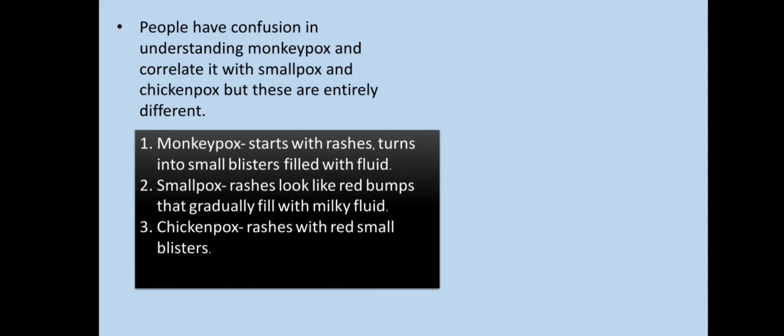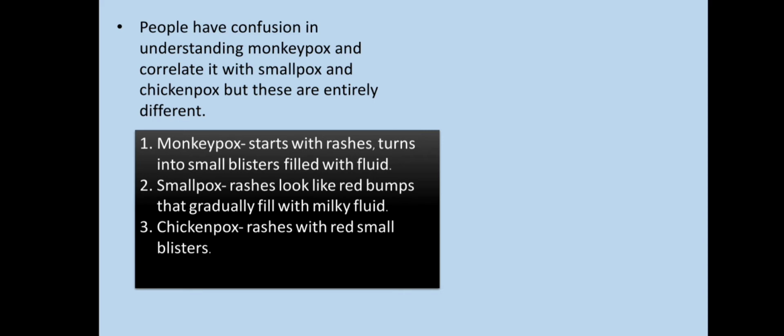In monkeypox, we see rashes that initially turn into small blisters and get filled with fluid. In smallpox, we see red bumps which gradually get filled with milky fluid. And in chickenpox, we find red spots with blisters. We will see in the pictures, and after that we will be able to distinguish among these three.